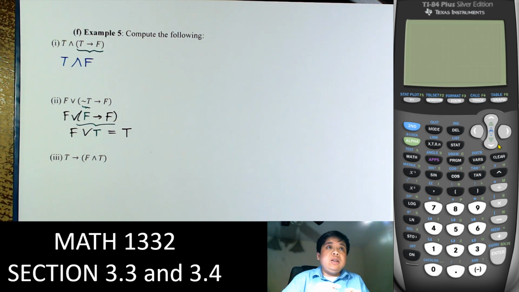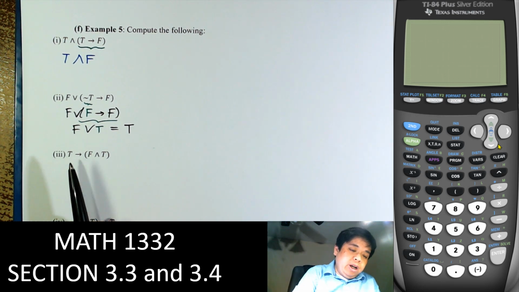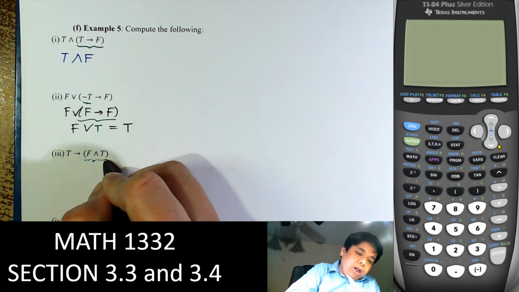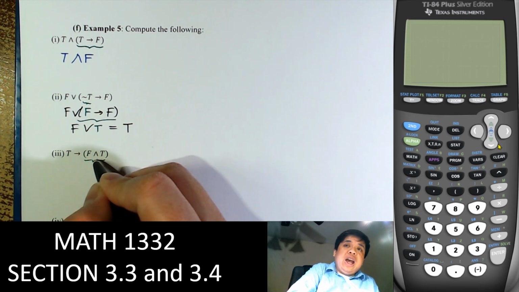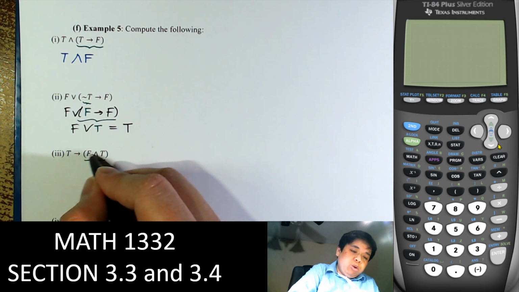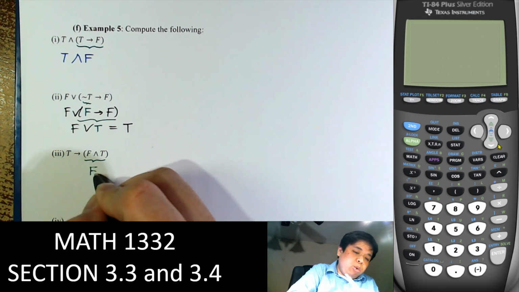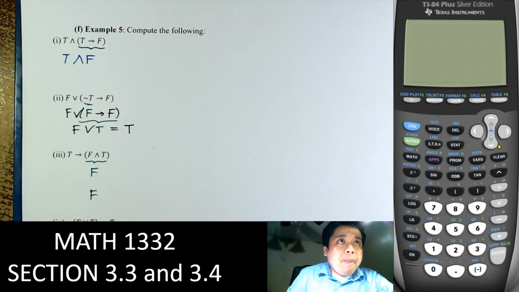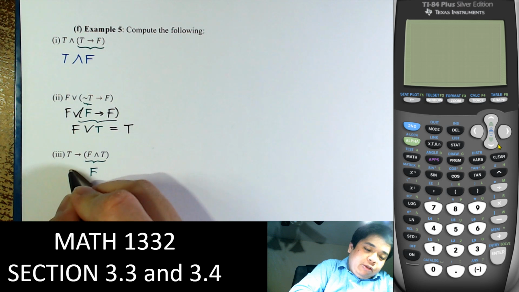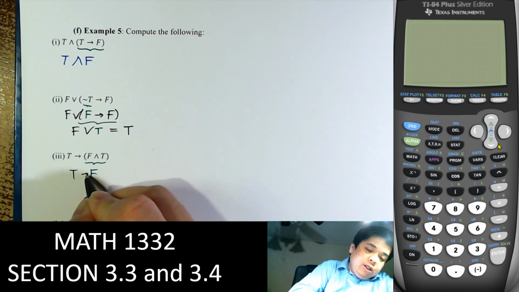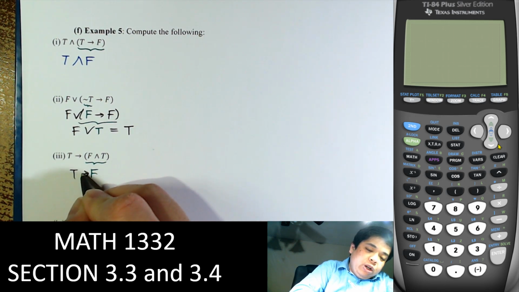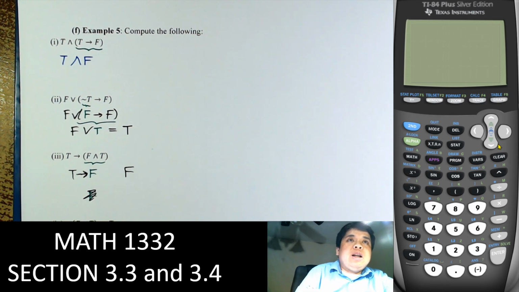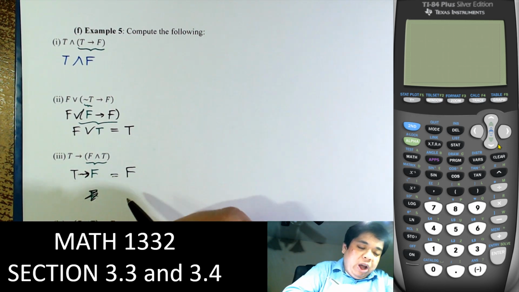Right. So next we have true implies false and true. Well, false and true. This is and. The and statement is only true when both are true. So they are not true. So we start with false. Now we just have true implies false. Well, that operation we discussed before, that can be false.